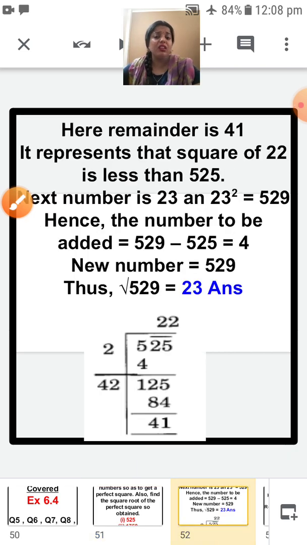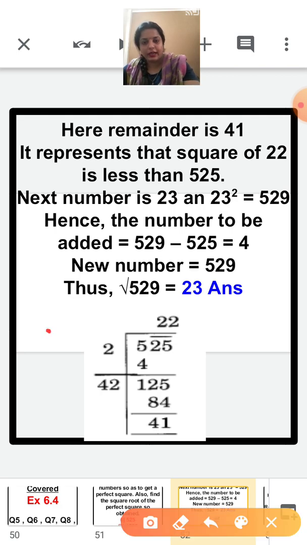See, this is the solution of question number 5, first part. The number given is 525. Initially we need to check whether that number is a perfect square or not. So how do we check? See, 2 multiplied by 2 is 4. Before multiplying, we need to make pairs. We need to make pairs from the rightmost side.